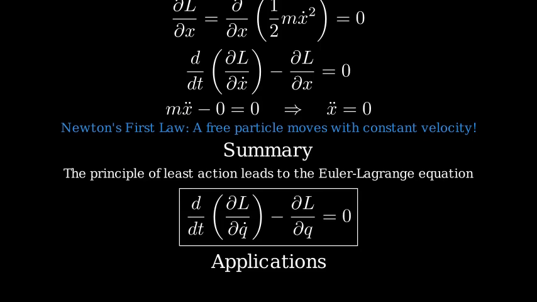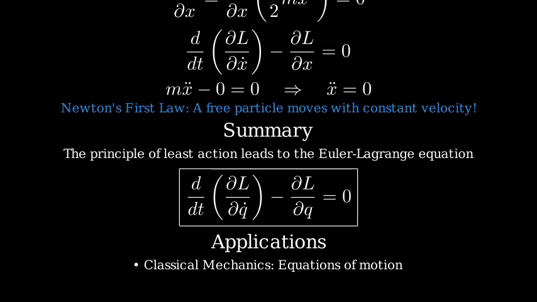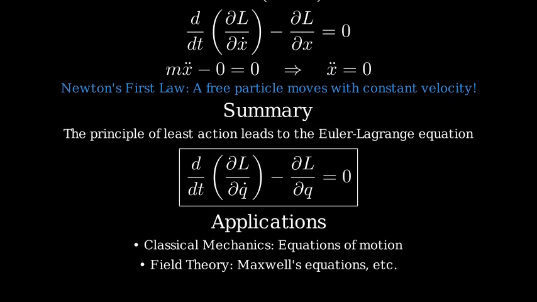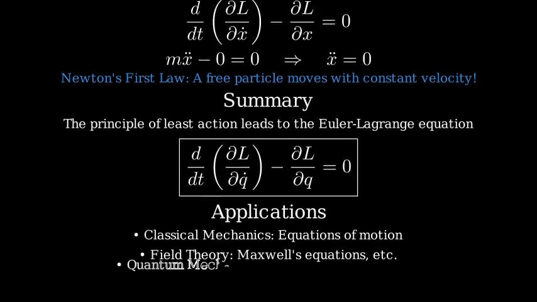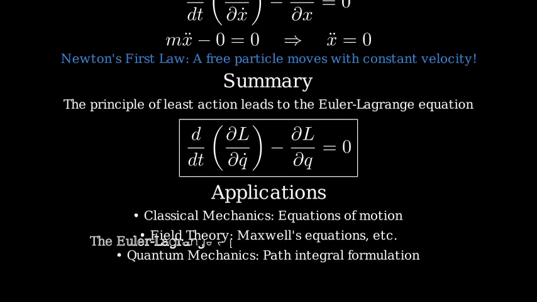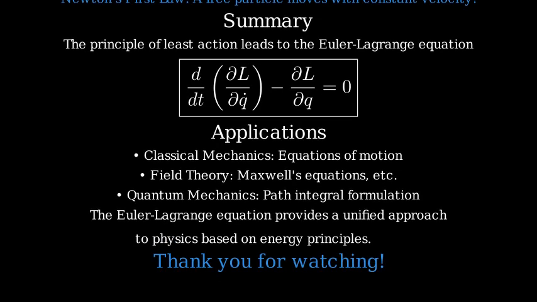This equation is incredibly powerful and has applications throughout physics. In classical mechanics, it gives us the equations of motion. In field theory, it gives us field equations like Maxwell's equations. In quantum mechanics, it leads to Feynman's path integral formulation. The beauty of the Euler Lagrange equation is that it provides a unified approach to physics, focusing on energy principles rather than forces, and works in any coordinate system.